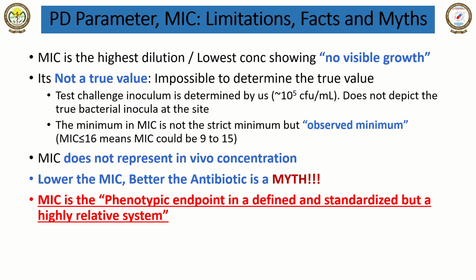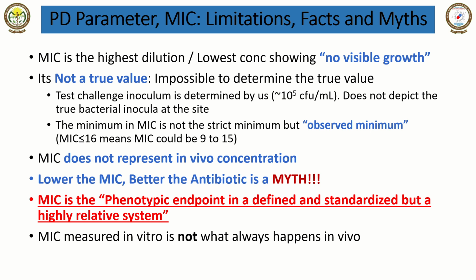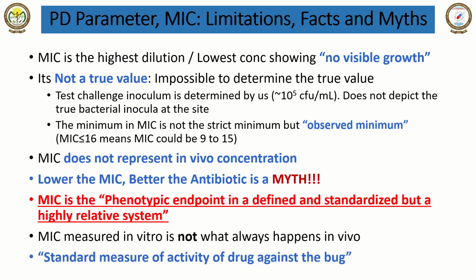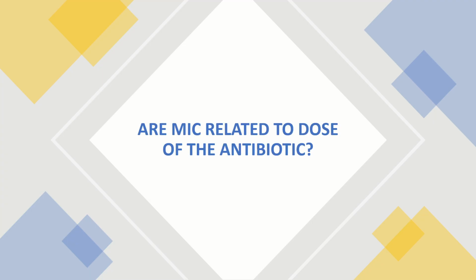So we are measuring MIC in the lab, but ultimately we are extrapolating it to the human body, which is a highly relative system, which the previous diagrams had shown, where a myriad of factors are involved in the distribution of the antibiotic in various places. So the MIC measured in vitro is not always what happens in vivo. But at the same time, the minimum inhibitory concentration, the MIC, is a breakpoint that is a standard measure of activity of the drug against the bug in vitro, and we are extrapolating it to in vivo. And of course, we use broth microdilution as the gold standard.